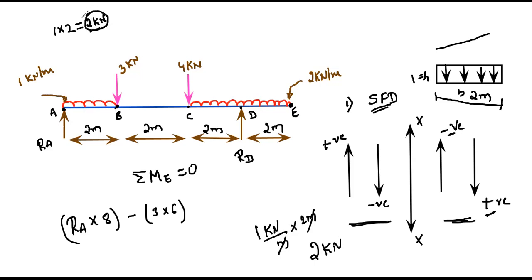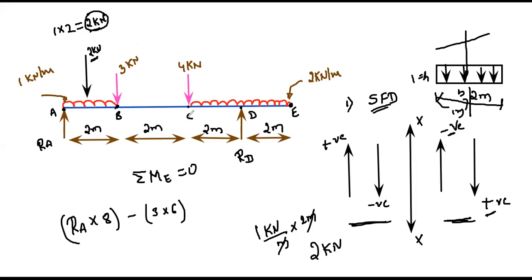This 2 kilonewton acts at the centroid of this area. Here we have a rectangle, so it acts at the center, at a distance of 1 meter. Here we have the point load, and the intensity of the point load is 2 kilonewton. So we converted this UDL into a point load. Now we will focus only on this 2 kilonewton.